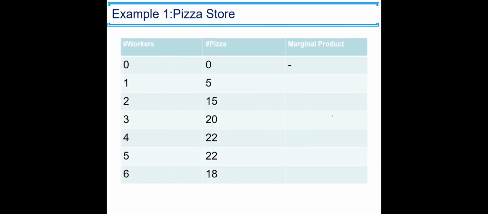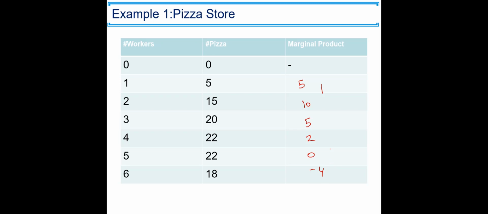Let's see this example. Workers and the number of pizzas. Let's calculate the marginal product. The first worker's marginal product is 5. Second worker is 10. Third worker is 5. Fourth one is 2, 0, and -4. So as you see again, marginal product first increases and then decreases. That's exactly what happens in real life.